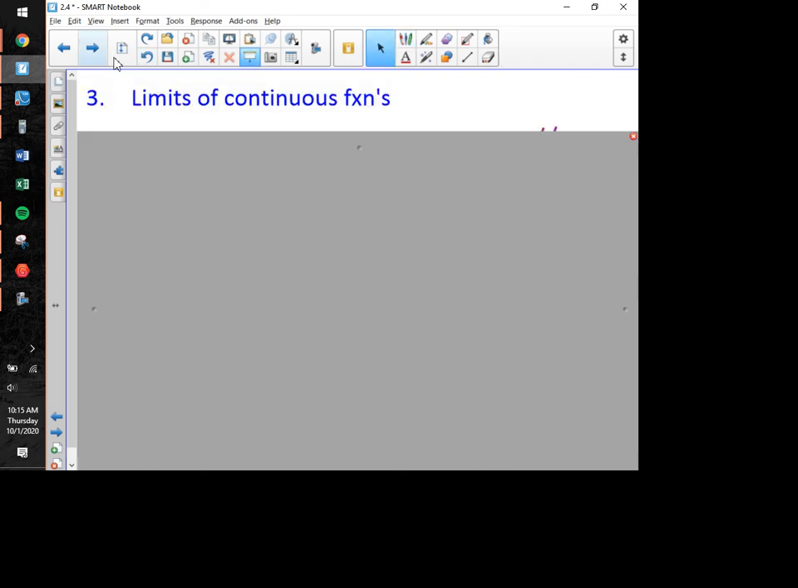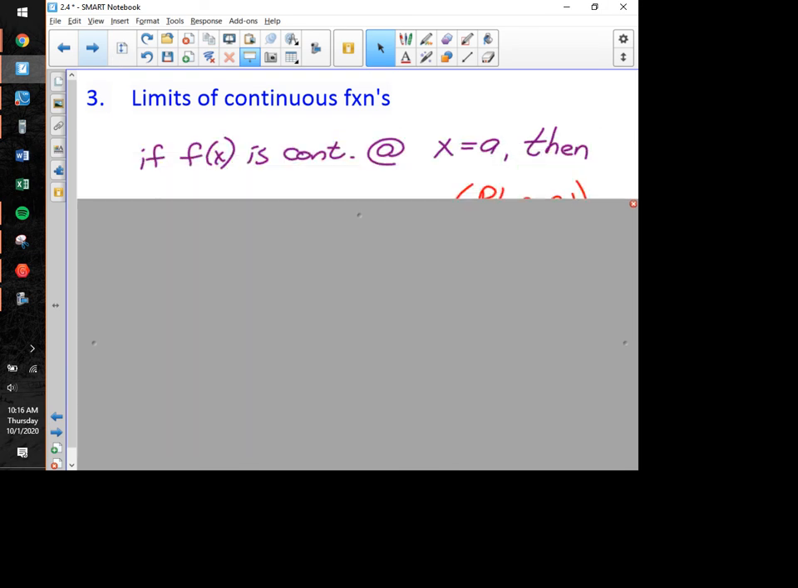Okay, and the last thing we've got right here, this is something I always question, when is the best time to talk about this, and your author decided to put it in here at the end of section 2.4, even though we've kind of already been talking about this idea. The limits of continuous functions. This can get a little bit boring, but here we go.